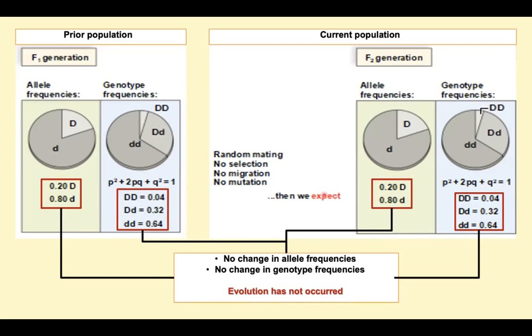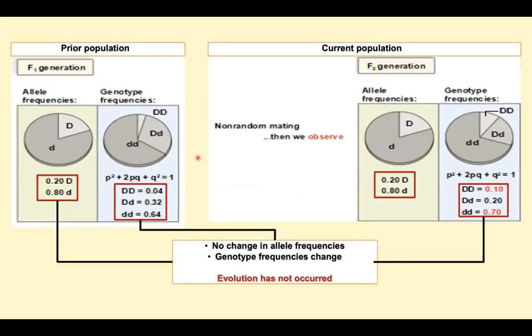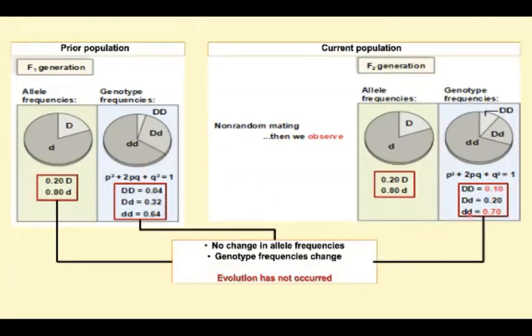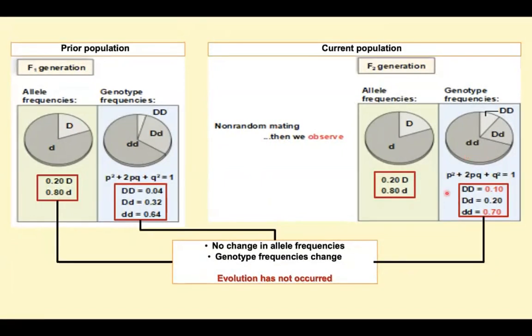Okay. Next one. Kalau the prior population is this, and then the current population is this because of non-random mating. Non-random mating sahaja. Dia tak ada faktor-faktor lain. Then we observe it to be the allele frequency is the same. Cuma there is a change in the genotype frequency. D besar dah jadi 0.10 and the recessive dah jadi 0.70. Okay, these are changes in the genotype frequency.